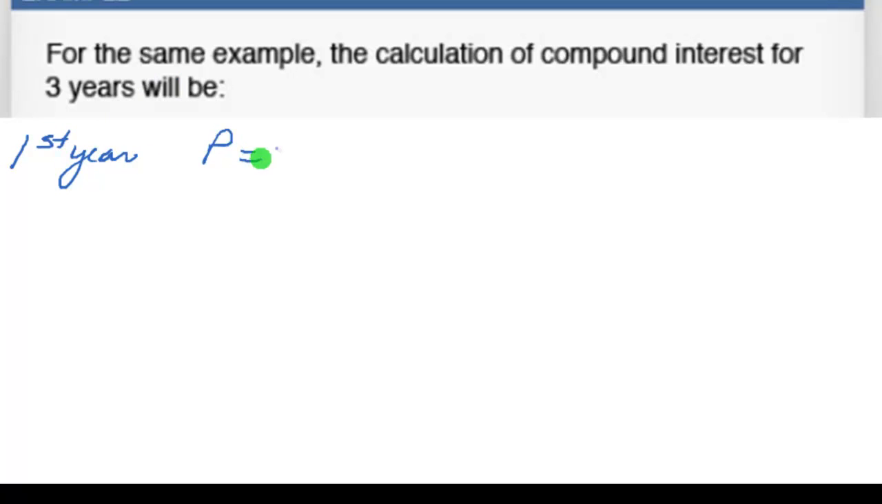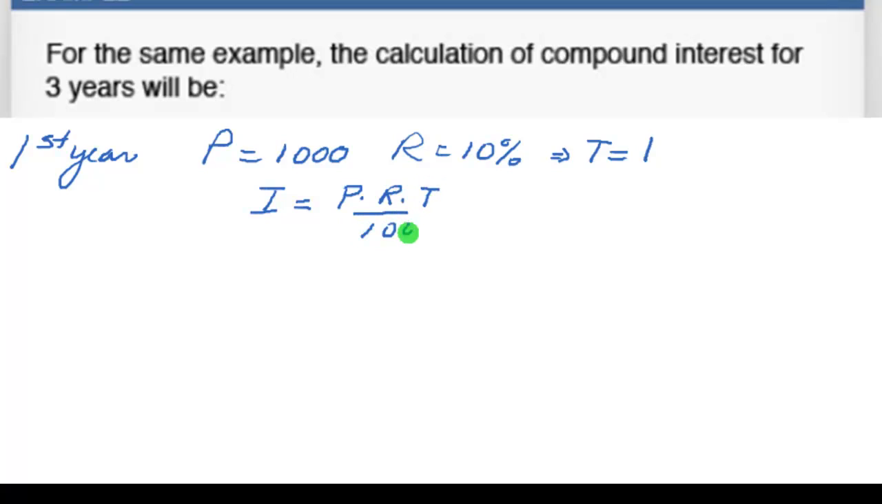our principal is $1,000. So you start out with $1,000. Our rate is 10%. But now we're going to look at the first year only. So that's going to be T equals 1. So our interest will be P times R times T over 100. So 1,000 times 10 times 1 over 100. And canceling here, we get $100. So the first year, you make $100.